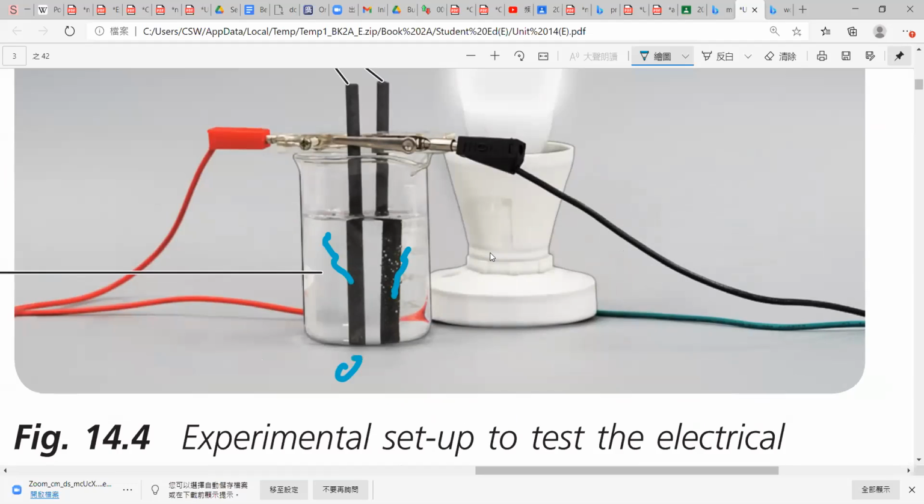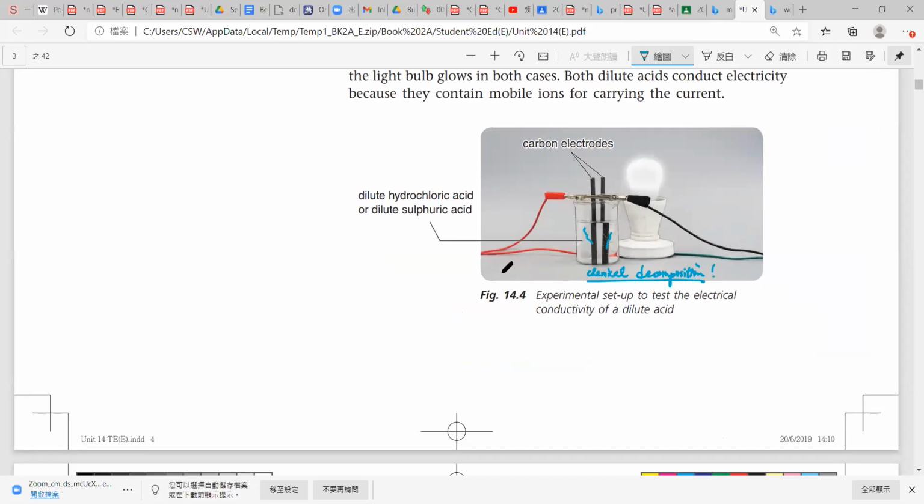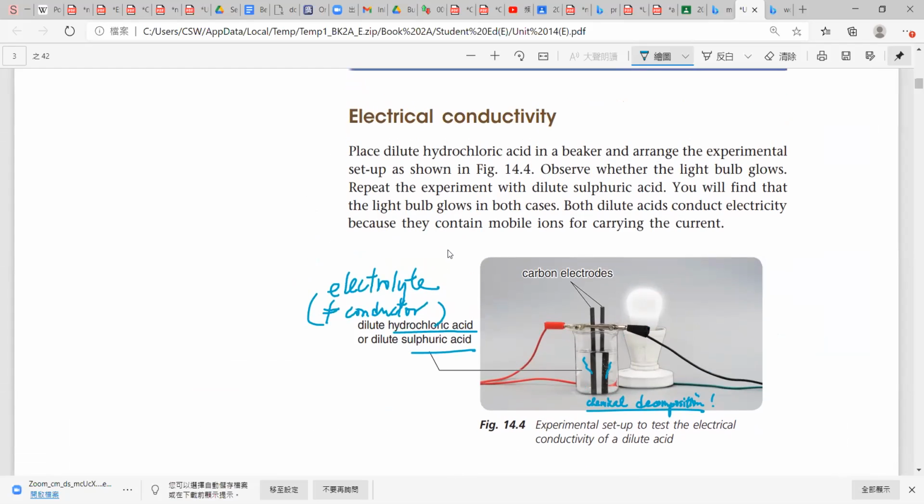A sign of chemical decomposition. There is a sign of the chemical decomposition. 有啲化學分解啊。 So that's why we call an acid a type of electrolyte, but not a conductor. It conducts electricity. But how come it conducts electricity? It's because of the mobile ions.